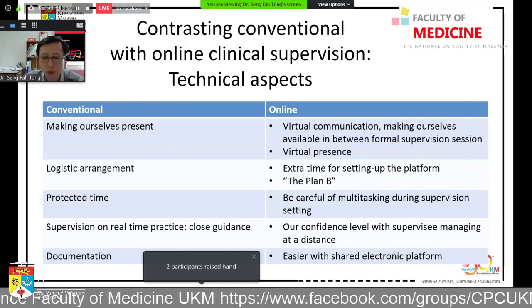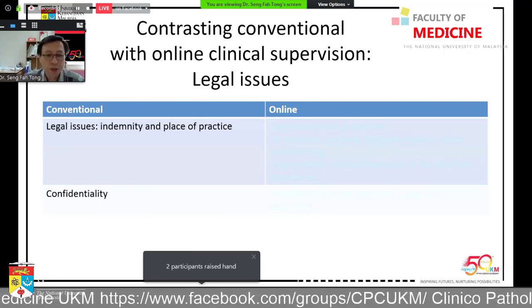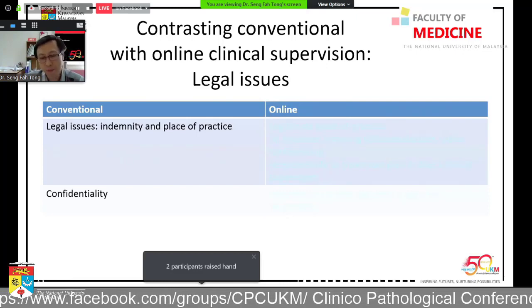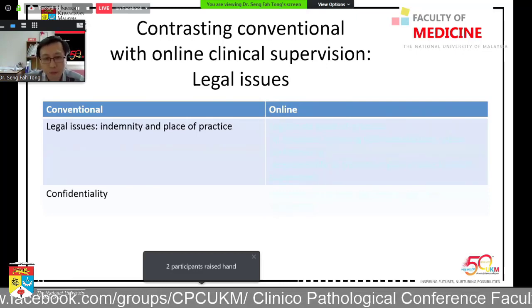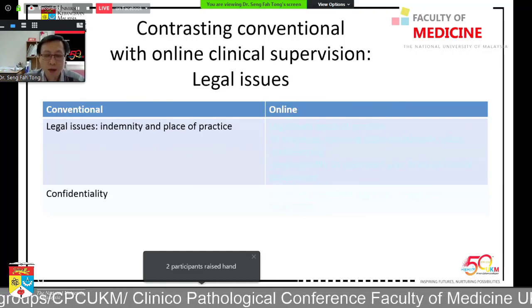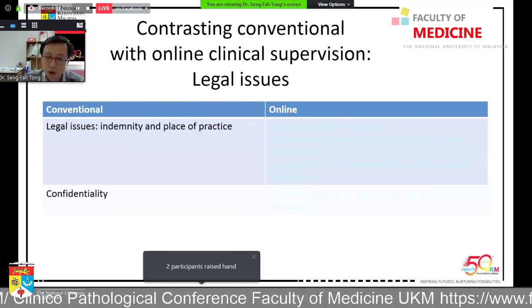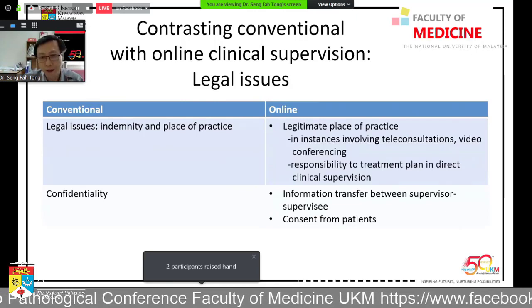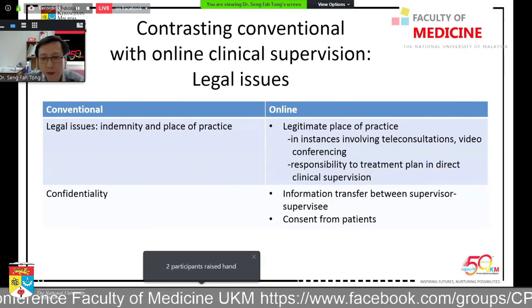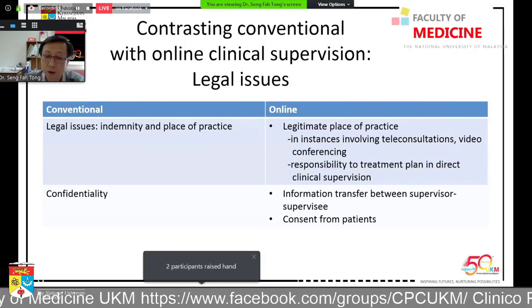And of course, it is easier to document. This is a very important legal issue, because we are in long-distance supervision. Our practice, our opinions will impact the outcome of the practice itself, the patient care. For example, I'm in UKM and the other person is in Klinik Kesihatan. Will my practice be open to a claim? Am I legitimate to practice in KK, for example? So all this has to be ironed out, because I hold responsibility for treatment at a Klinik Kesihatan. Will that still be allowed, right?